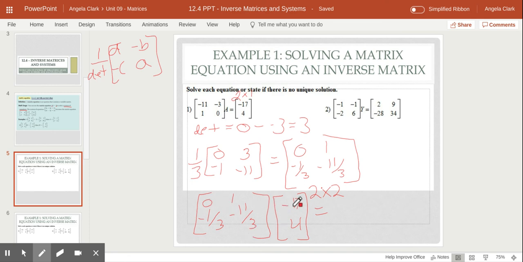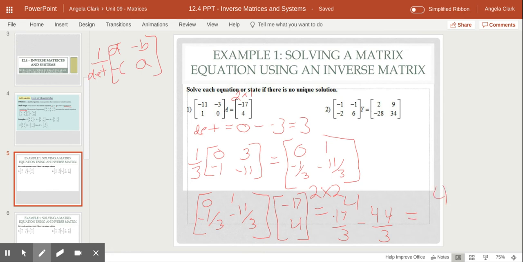All right, so let's do this. So I get 0 times negative 11 is just 0. 1 times 4 is 4. So that's my first one. And then I get negative 1/3 times negative 17 would be 17/3 plus negative 11 over 3 times 4. So negative 44 over 3. And then we can simplify that.